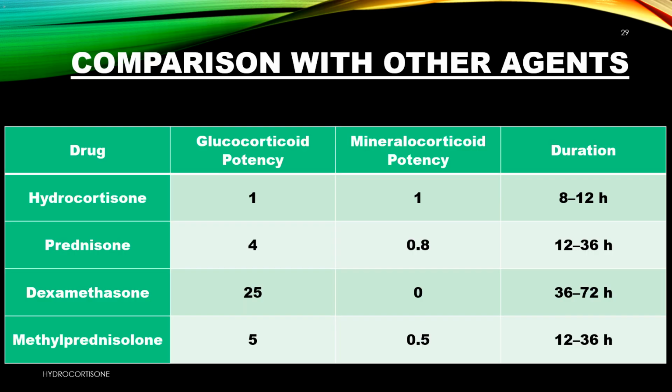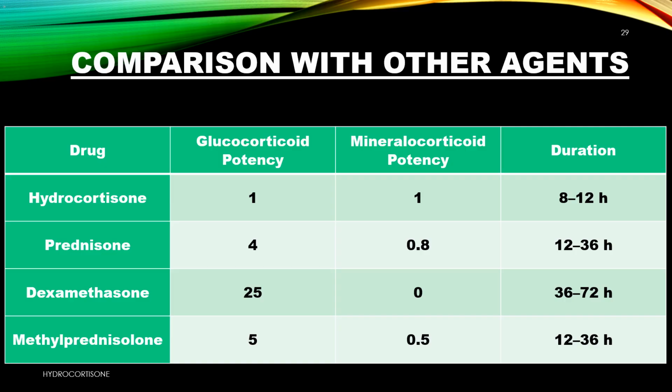Comparison of hydrocortisone with other glucocorticoids. 1. Hydrocortisone has a glucocorticoid potency of 1 and a mineralocorticoid potency of 1, with a duration of action of 8 to 12 hours. 2. Prednisone has a glucocorticoid potency of 4, which is 4 times more potent than hydrocortisone, and a mineralocorticoid potency of 0.8. Its duration of action is 12 to 36 hours.